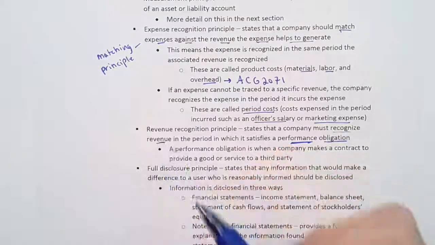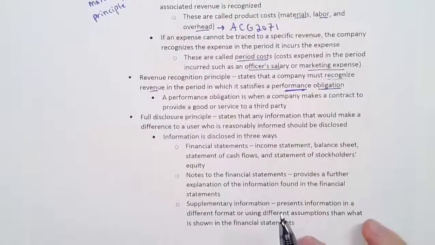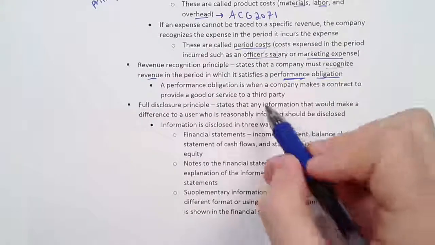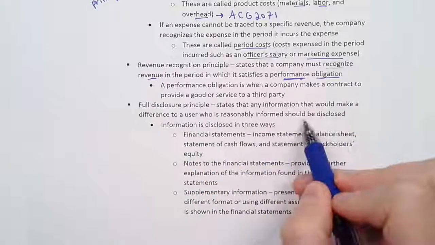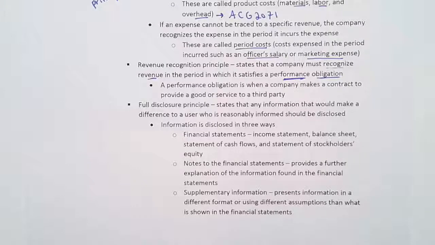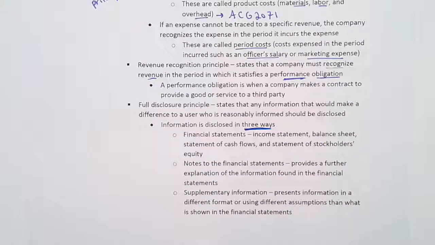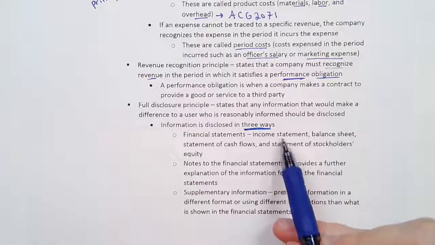All right, and then we have this final principle here, which is the full disclosure principle. All right, and basically it states that any information that would make a difference to a user who is reasonably informed should be disclosed, right? That should just make sense. If it's going to make a difference in my decision, I want to know about it, basically, right? And so we have these three different ways that we disclose information. The first one is through the financial statements. Again, the basic financial statements are the income statement, the balance sheet, statement of cash flows, and the statement of stockholders' equity. So that's the first way.